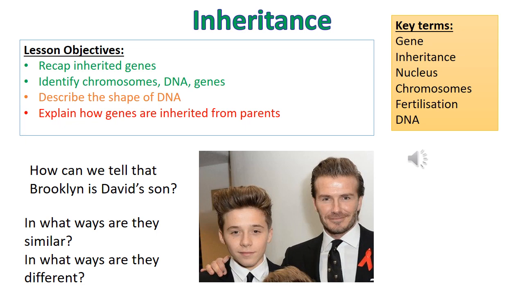The lesson objectives today are we are going to recap and remember what inherited genes are and what that means. We're going to identify chromosomes, DNA and genes. We're going to describe the shape of DNA and we're going to explain how genes are inherited from parents. Once you've written down all of that, have a little go at this first thing that we've got.